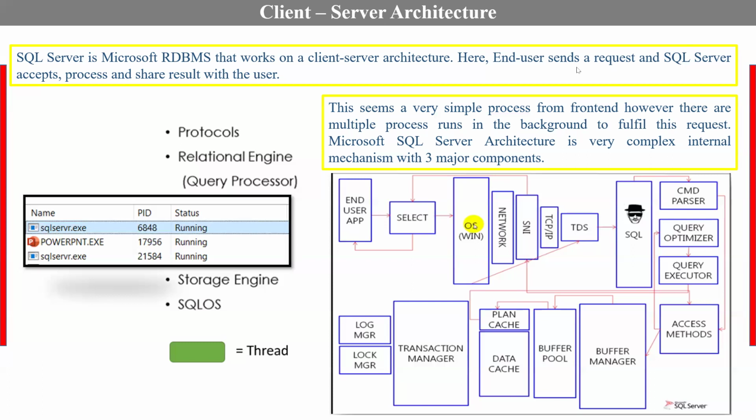One of the major components of SQL Server is the database engine. Internally, the database engine is again divided into two engines: one is the relational engine, one is the storage engine. And we have two more layers, that's protocol layer and SQL OS. When you go to the protocol layer, we have three protocols. One is shared memory.